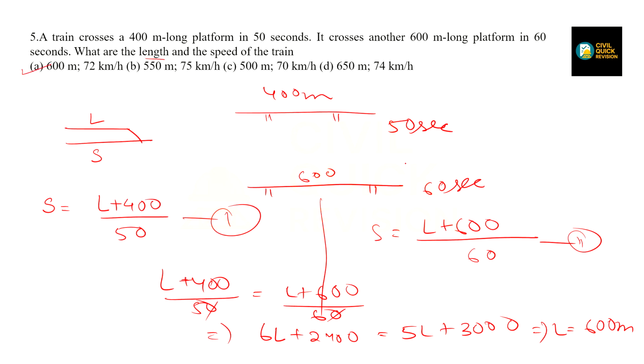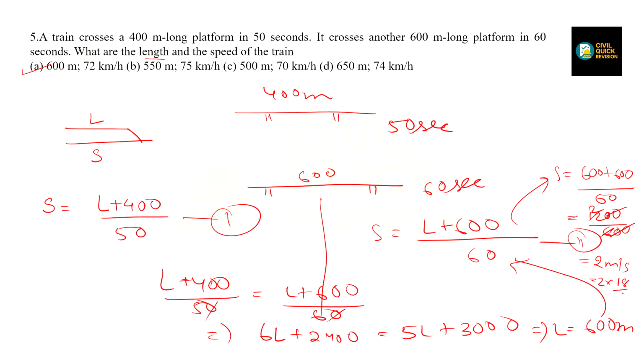But we can calculate the speed also. If we put the value of length L in any of the equations, let's take this equation, we put the L value in this equation. S is equal to L plus 600, L is 600 plus 600 divided by 60. This is 1200 by 600, how much? 2. This is 2 meter per second. We can convert this in kilometer per hour by multiplying by 18 by 5.